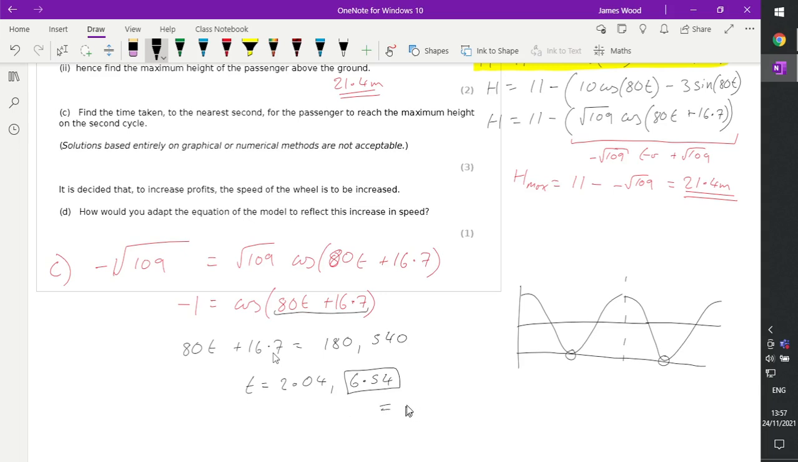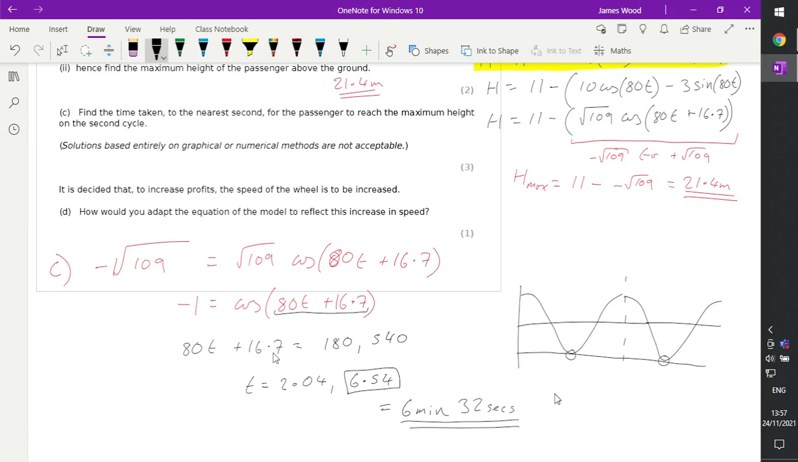6.54, so that is 6 minutes. And then we've got 0.54 of a minute. So that's 0.54 times 60, which is 32 seconds. Okay, there we go. 6 minutes and 32 seconds will be our answer there.